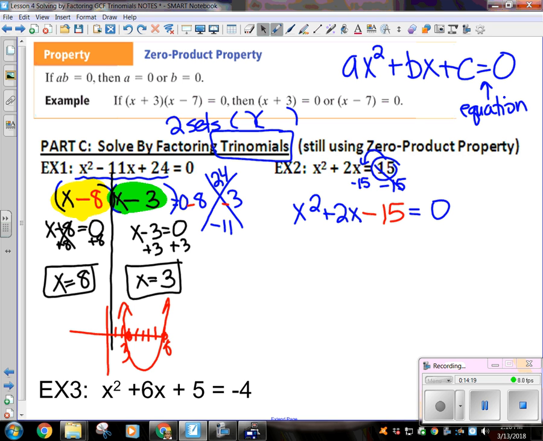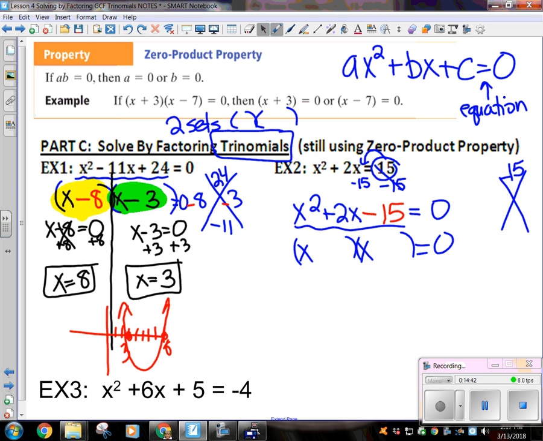That's my goal, is I brought 15 over. When I brought it over, it went opposite signs. Everybody see it went from positive 15 over there to negative 15 over here? That's a trinomial. Can I factor trinomials? How many sets of parentheses? 2. X and x. Guys, what multiplies to give 15?